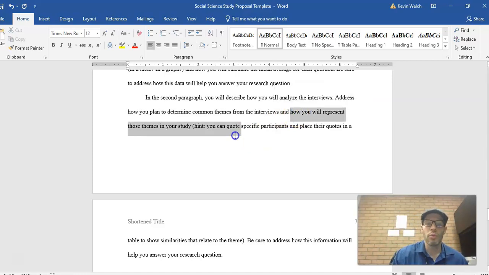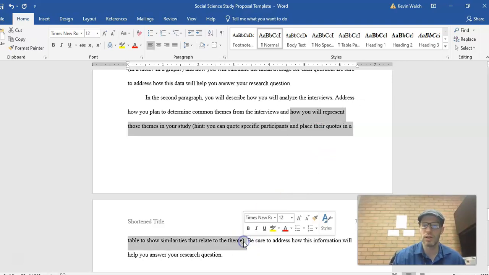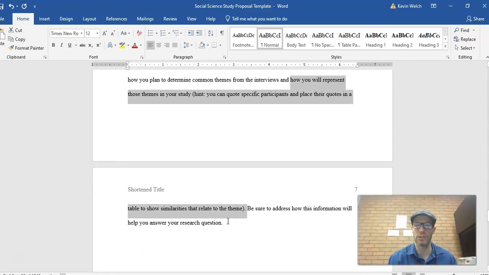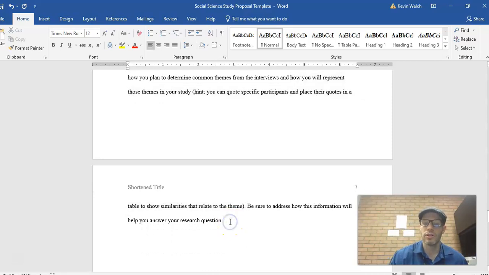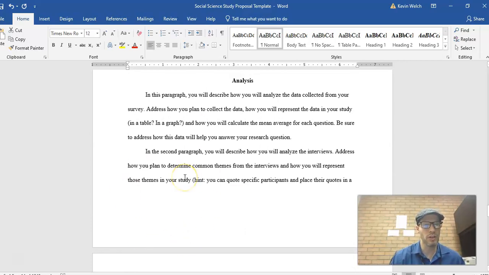Then determine how you will represent those themes in the study. So you can quote them and place their quotes in a table to show similarities that relate to the theme, or by golly, you can do what I just did and bullet point them, right? So you want to explain that process, and be sure to address how this information will help you answer your research question. Okay, so that's how you conduct the analysis of the data. If you have questions on any of this material, please do not hesitate to contact me.